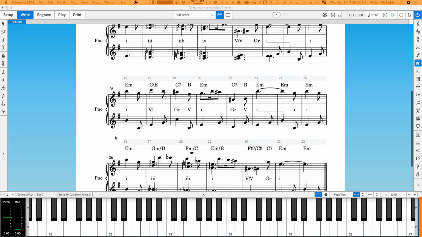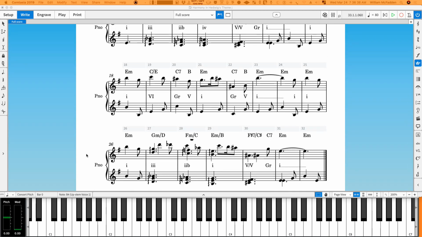And then we're back to the G minor. And the F minor again. And then back to E minor. And then here we have the F sharp 7, which is the 5 of the 5. And then here we have the German again going back to the 1.